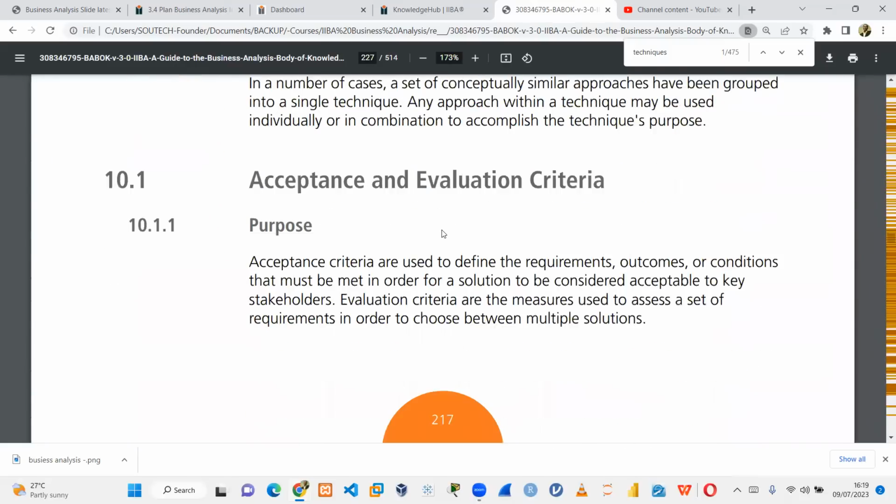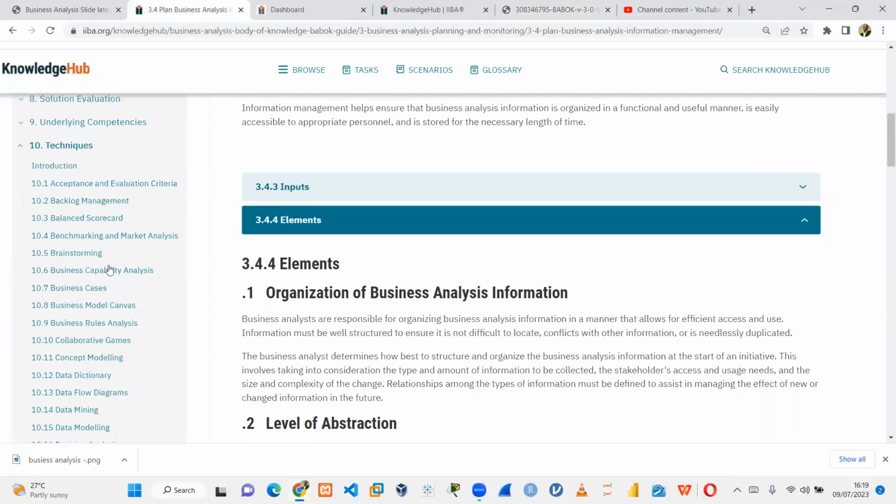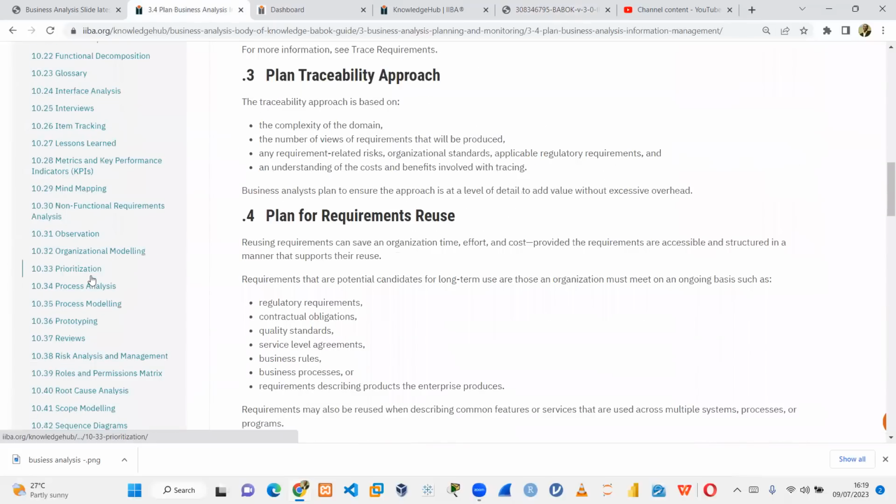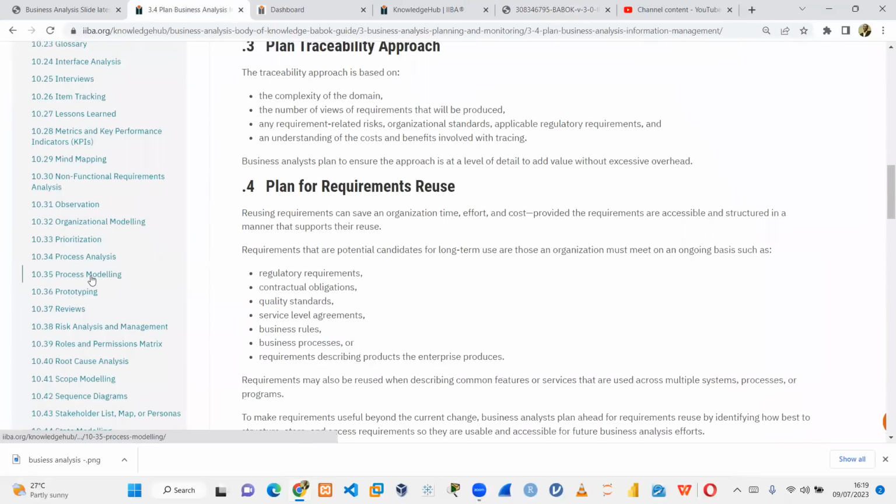Right? Acceptance and evaluation criteria. So you see the techniques: acceptance and evaluation criteria, backlog management, balanced scorecard. There are about 50 of them. Like I said, I'm going to take my time and do some recordings for the techniques, maybe in groups of 10s, and maybe also provide templates for all of the 50 techniques.